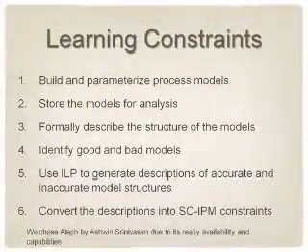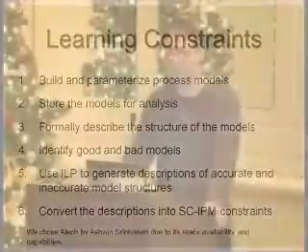So the way we learn constraints is we build and parameterize process models. We don't throw any of them away. All the work we did, we save. And then we formally describe the structure of the models. What I mean by that is you say model 1 has this process, this entity, and the entities and processes are related in this way. So there's a formal description of what the structure looks like, and that's easily automated. Then you identify which models are good and bad, and I'll show you that in just a second.